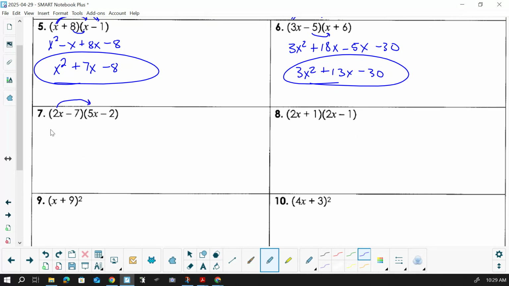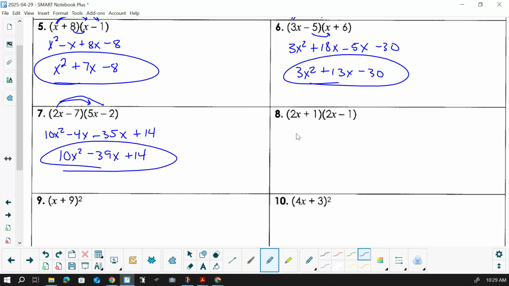2x times 5x is 10x squared. 2x times negative 2 is minus 4x. Negative 7 times 5, negative 35. And then negative 7 times negative 2 is a positive 14. So we get 10x squared. Negative 4x, negative 35x is negative 39x, plus 14.